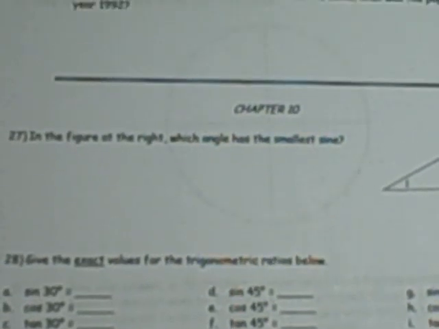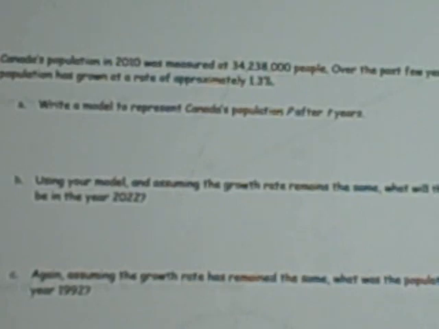Okay, 26 is our last exponential growth problem that we've got to get through. And this is talking about population growth in Canada. It starts out with Canada's population in 2010 was measured at 34,238,000 people. And over the past few years, the population is growing at a rate of 1.3%.